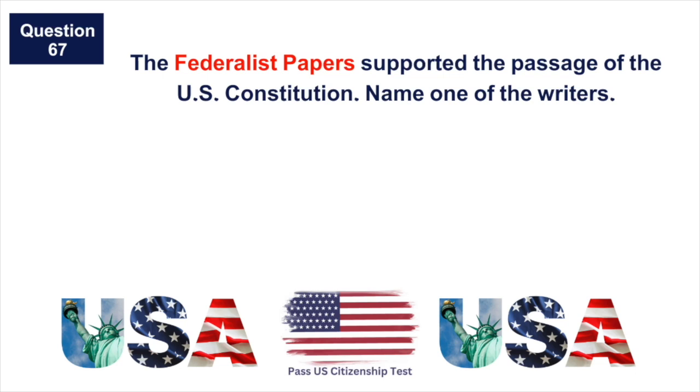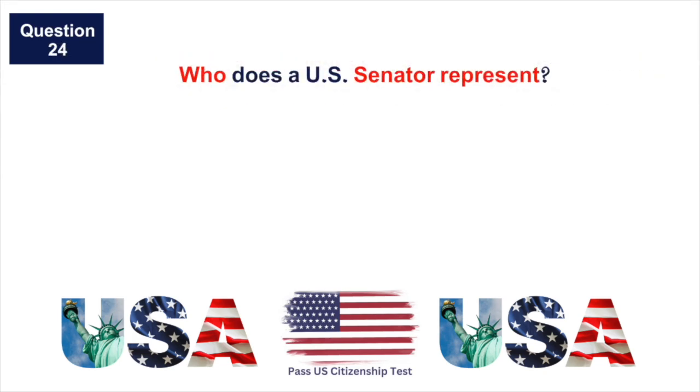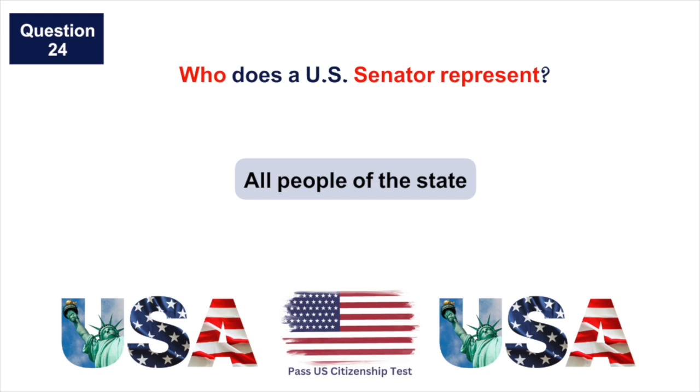The Federalist Papers supported the passage of the U.S. Constitution. Name one of the writers. James Madison. Who does a U.S. Senator represent? All people of the state.